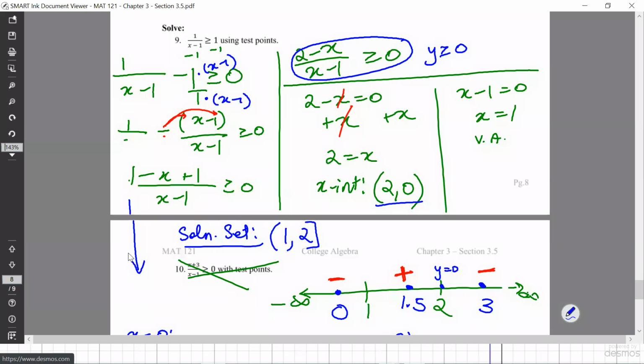But then since your inequality had equal to also, we need to include where y is equal to 0, which of course happens right at 2, and that's why we are putting a bracket on the 2. And so you can see the tail ends are not being used, so we didn't have to worry about including negative or positive infinity because that's where the y values were negative, right?